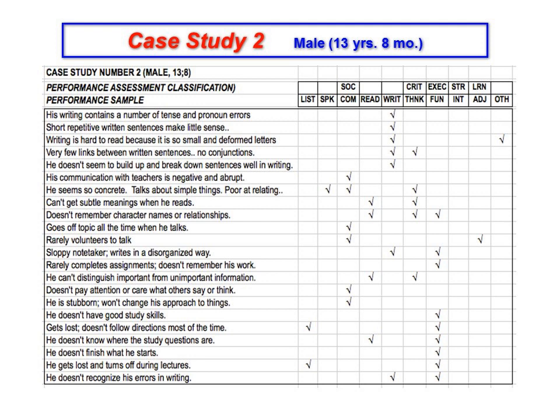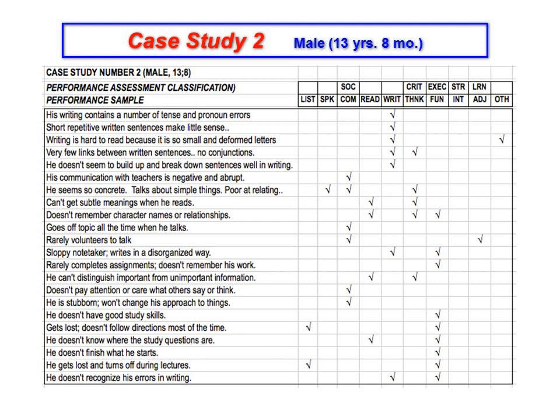But when I went through here and did this, look at the stuff. Here are some of the things. His writing contains a number of tense and pronoun errors. Short, repetitive written sentences make little sense. Writing is hard to read because it's so small with deformed letters. Very few links between written sentences, no conjunctions. You see that? Look at all the writing. But they're on here because you can see some of them are writing and they're also critical thinking. Sometimes they're just something other.